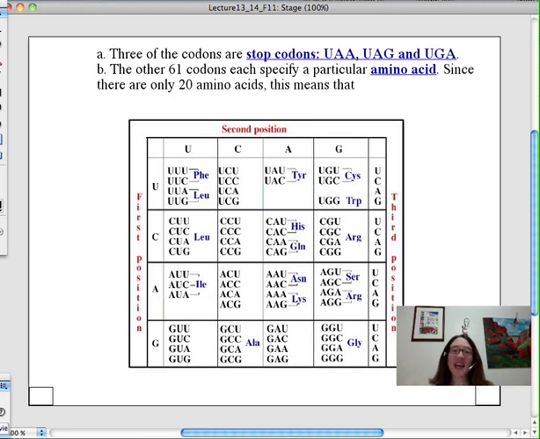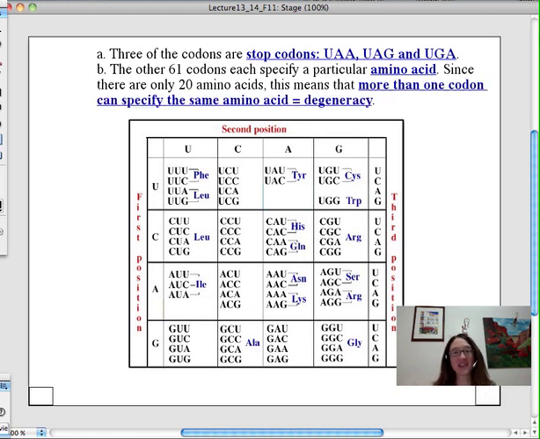So what that indicates is that it must be true that several different codons can specify the same amino acid. And this is a very sexy word, actually, degeneracy. Degeneracy means that within the genetic code, we can see variances within a codon and still see that it encodes the same amino acid. That's called degeneracy. More than one codon specifying the same amino acid.